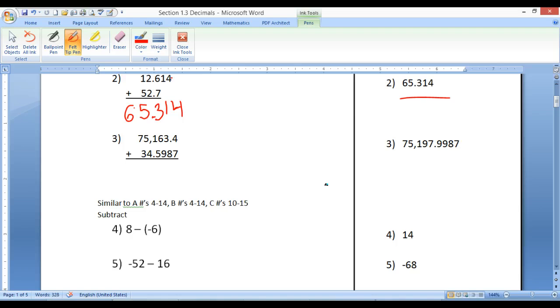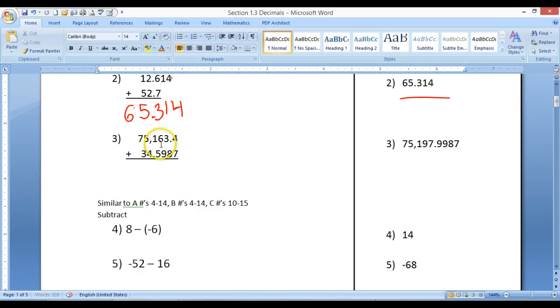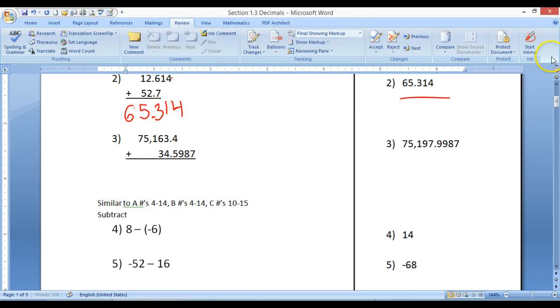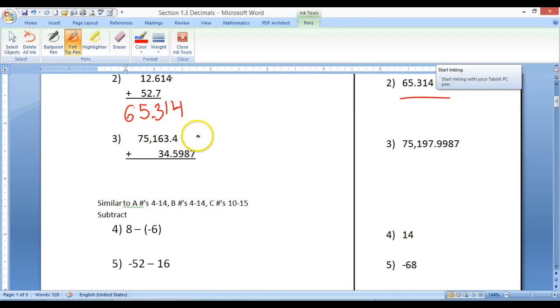75,163 and 4 tenths, and we're going to be adding that to 34.5987. So again, I need to make sure that my place values are lined up. So here's my decimal here, and here's my decimal here, and I want my ones to line up. So I'm going to do my quick way on the computer, which you don't have the option of doing. And then again, we're going to start at the right and just move adding things up.